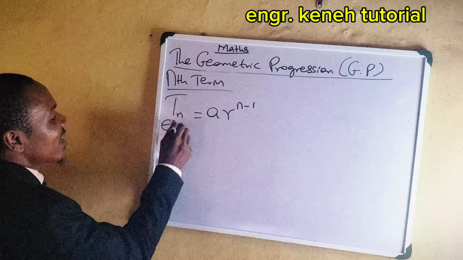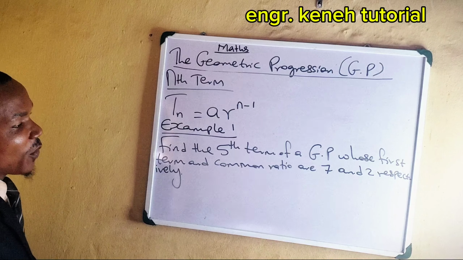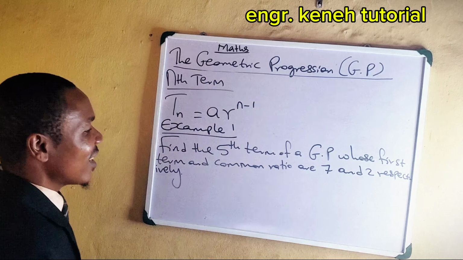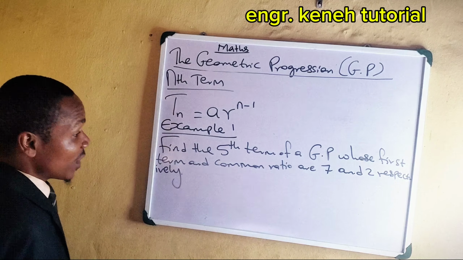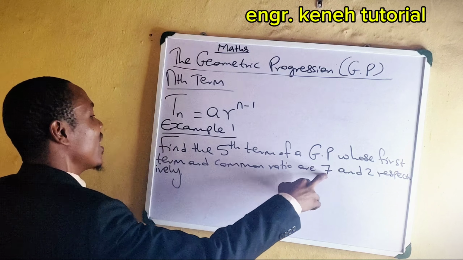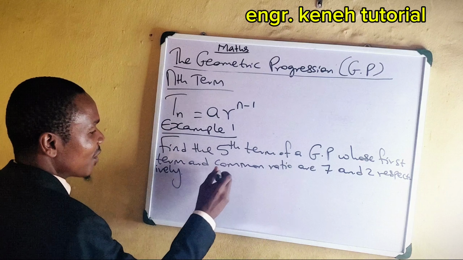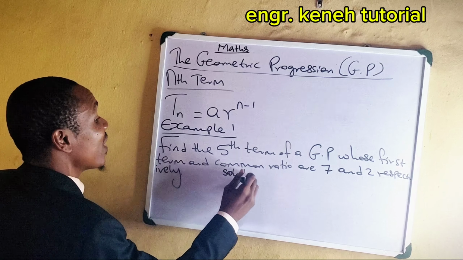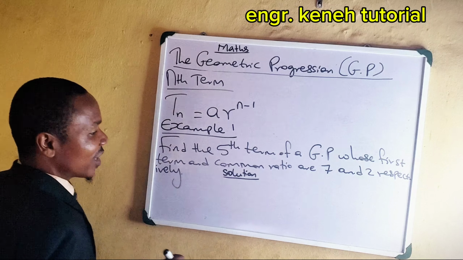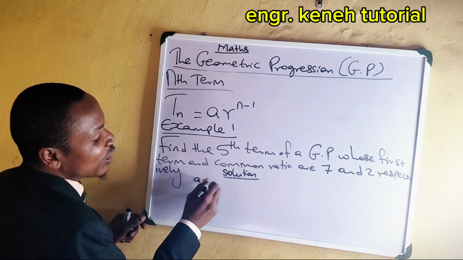Let us solve an example so that you see how this can be used. We have example 1 like this. Example 1 says, find the 5th term of a GP whose first term and common ratio are 7 and 2 respectively. Respectively simply means in that order. It means that the first term will be 7, while the common ratio will be what? 2. So we have the solution like this. The first one mentioned should be the first value. The second one should be what? The second value.